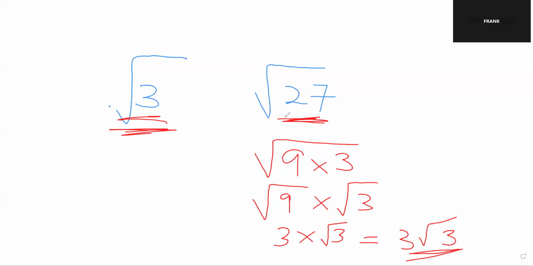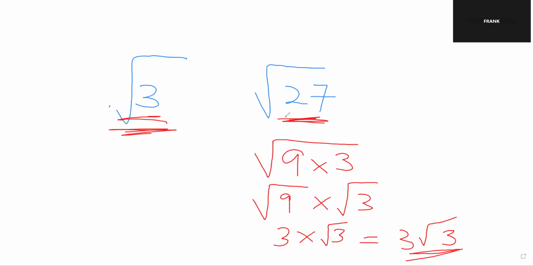So to be able to add or subtract surds, number one, the surds must be like. Only like surds can be added or subtracted. If the surds are unlike, meaning the numbers in the roots are different, even if you reduce the surds, the numbers in the roots will still be different. If two surds are unlike, then you cannot add or subtract them.